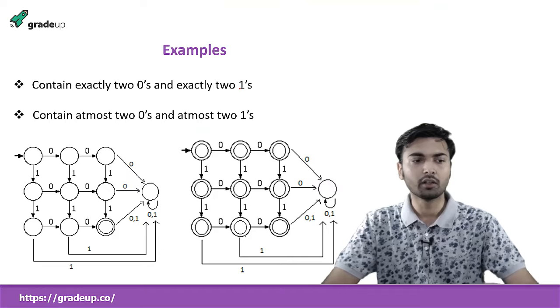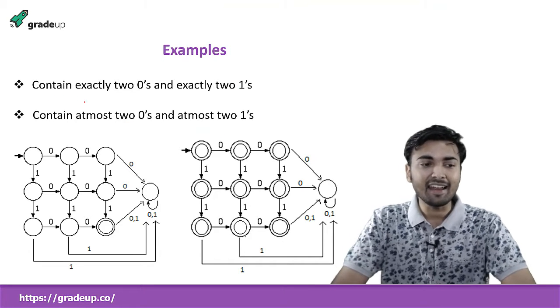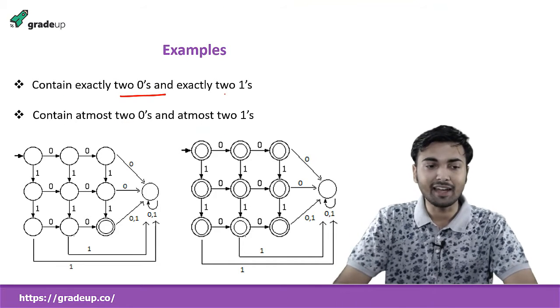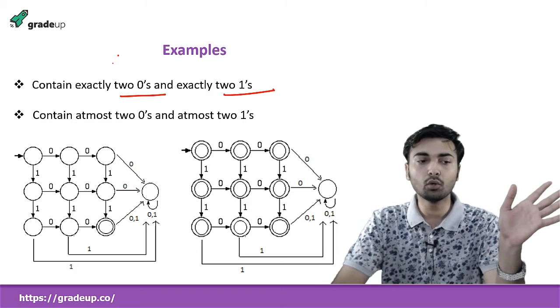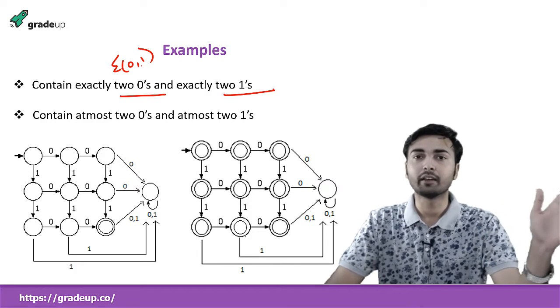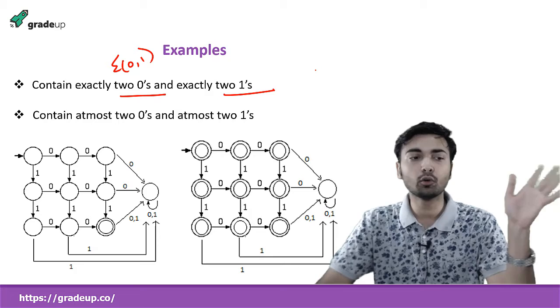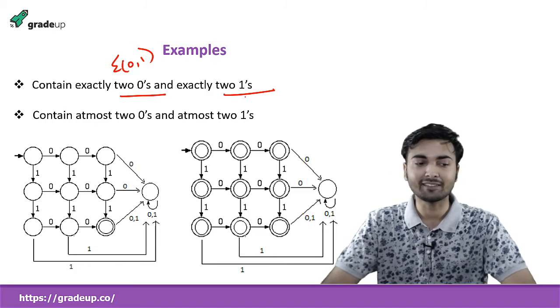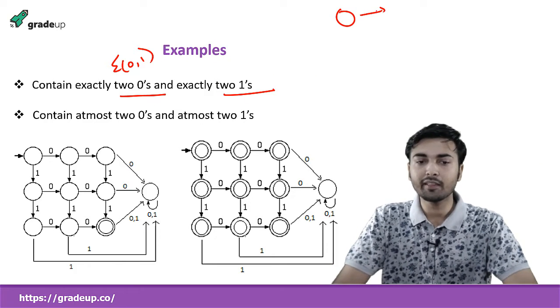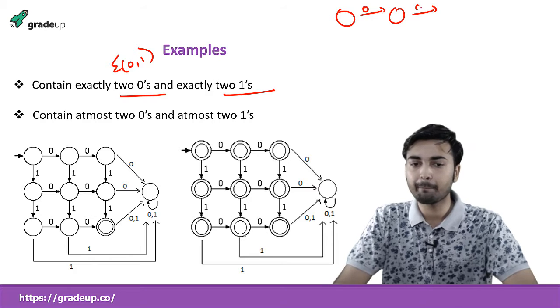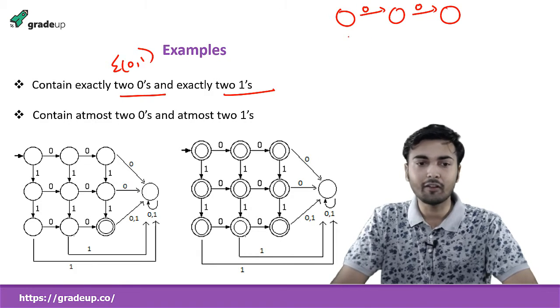Clear? Good. Now see, contain exactly 2 zeros and exactly 2 ones. Now I am moving to alphabet 0 and 1. Same thing you have to do: exactly 2 zeros and exactly 2 ones. See here. First, draw the zeros horizontally and draw the ones vertically.